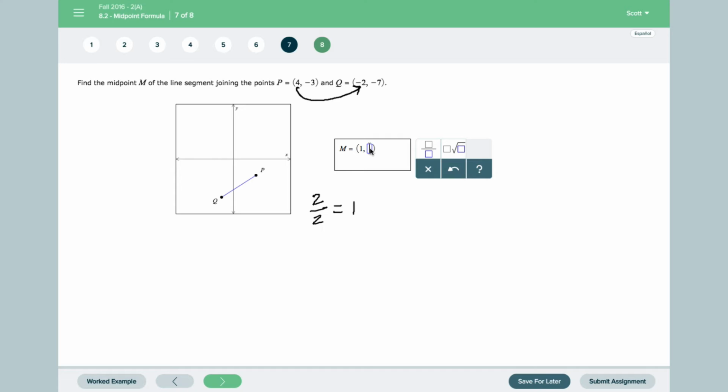We do the same thing with Y. Negative 3 plus negative 7 is negative 10. Negative 10 divided by 2 is negative 5. So that tells me the Y is negative 5. So just like on a number line, you add them together, divide by 2. Add them together, divide by 2. Just do the X and the Y.